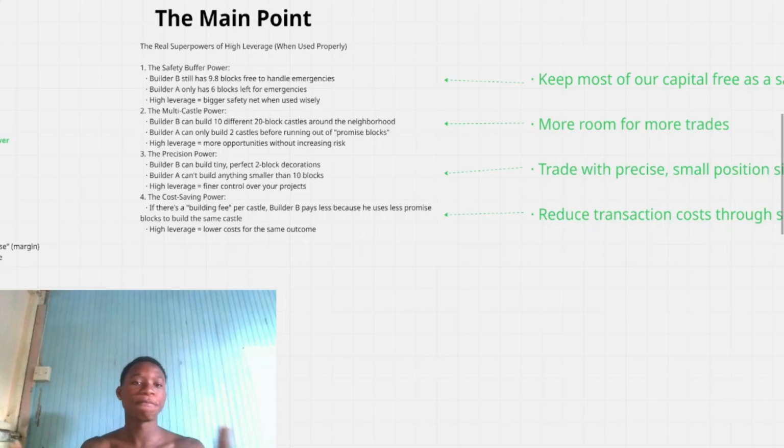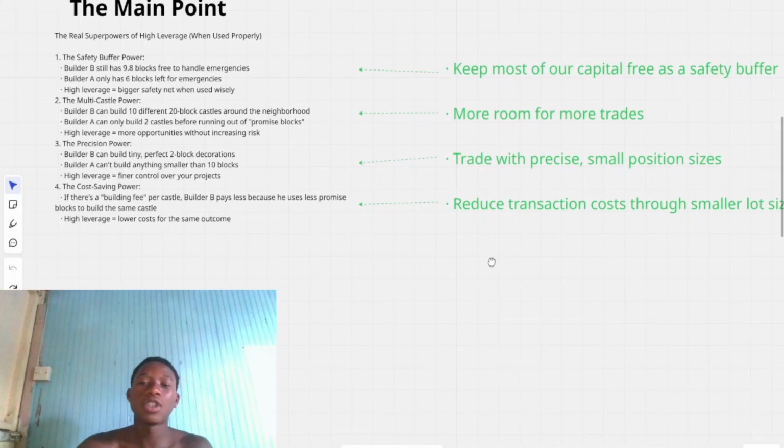You check it? So the cost saving power. If there is a billing fee per castle or per lot size, Builder B pays less because he uses fewer promise blocks to build the same castle. High leverage equals lower cost for the same outcome. It reduces transaction costs through smaller lot sizes.